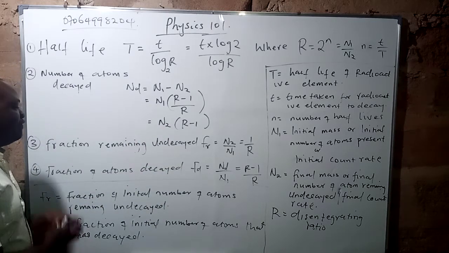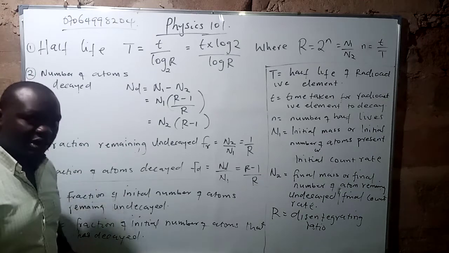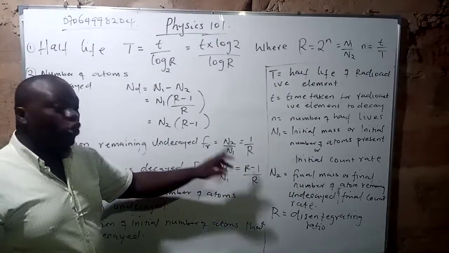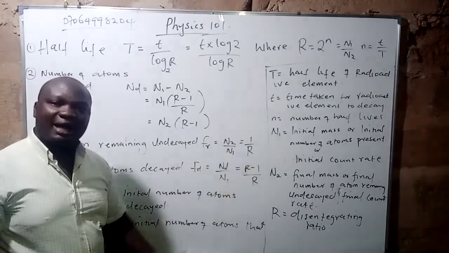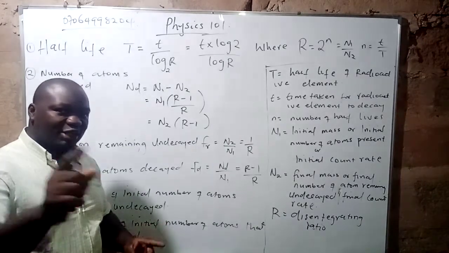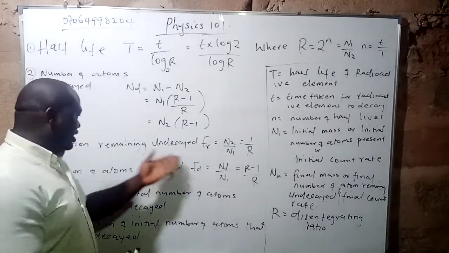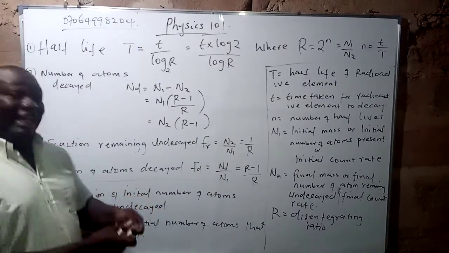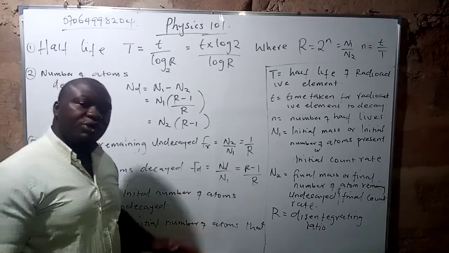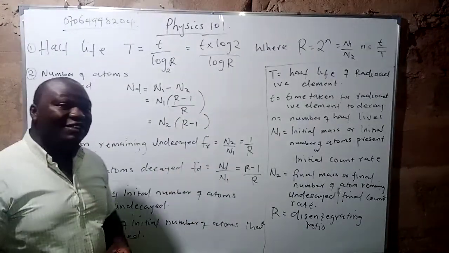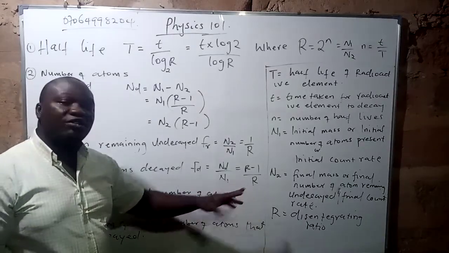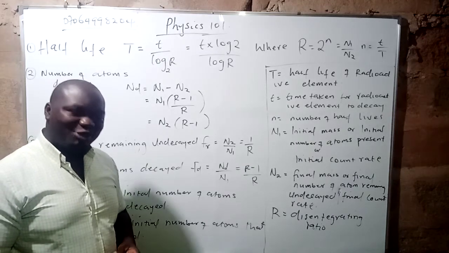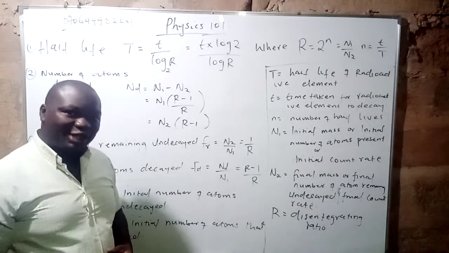If I'm asking you to calculate the fraction remaining undecayed, you will know that it is either N2 all over N1, or 1 over R. That means if you can calculate your disintegrating ratio, you can get the fraction remaining. If I ask you to calculate the fraction of atoms decayed, it is now ND over N1. If you know these formulas, life is easy. Whether you use this one or any of the others, you will still get the same answer, depending on what they gave in the question. Write down these formulas. Without this, you can't understand my next video. It's not possible.